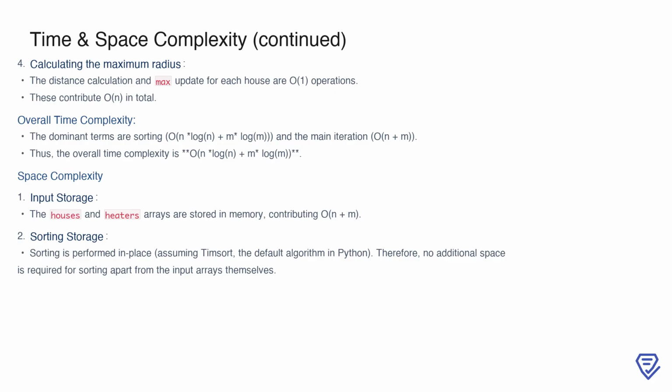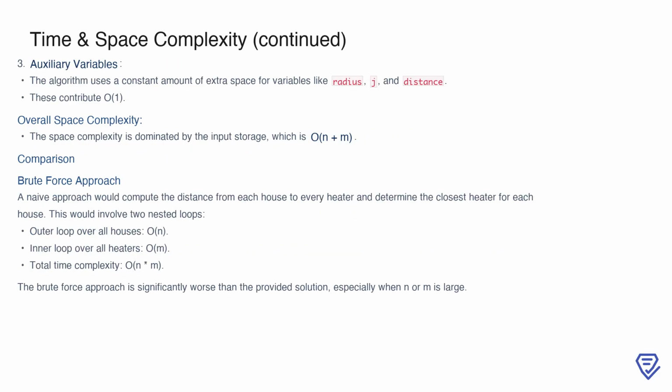Shifting to space complexity, the primary contributors are the input arrays, houses and heaters, which require O(n + m) space. Sorting is performed in place using Timsort, the default sorting algorithm in Python, so no additional space is required beyond the input arrays. Additionally, the algorithm uses a few auxiliary variables such as radius, j, and distance, all of which require constant space. This means the extra space used is O(1). Combining all factors, the overall space complexity is dominated by the input storage, resulting in O(n + m).